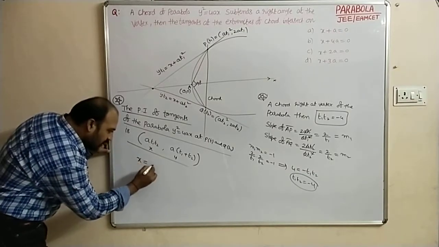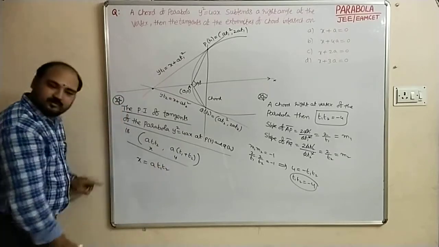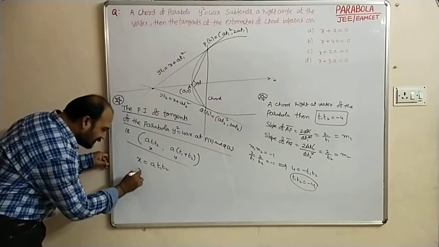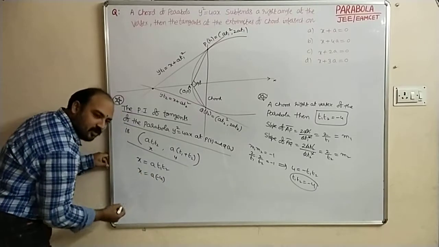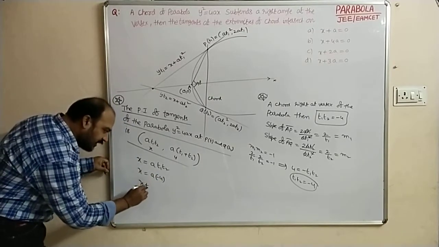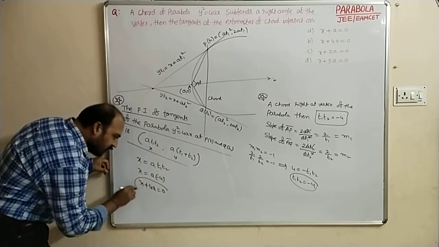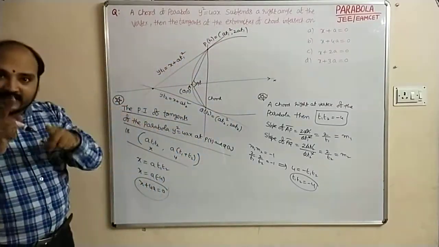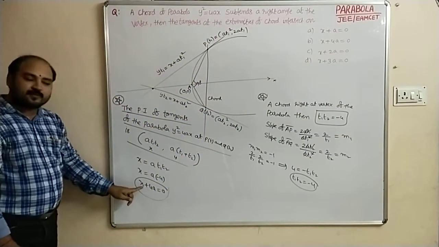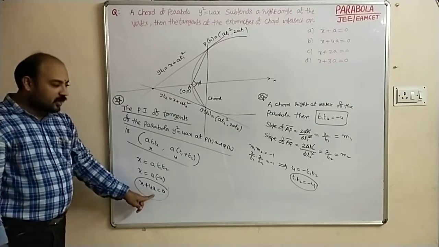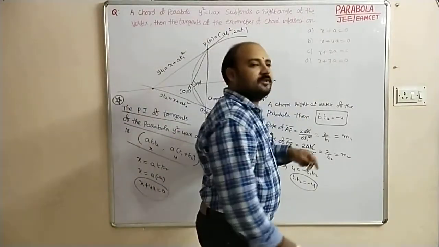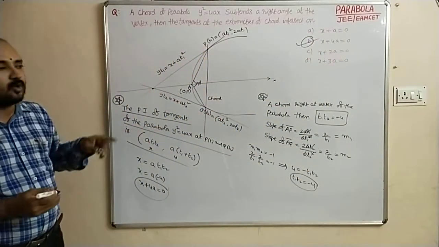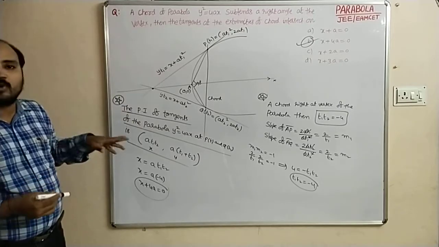x is equal to a t1 t2. Clearly you observe that, what is the value of t1 t2? Minus 4. So x is equal to a into minus 4, that is x plus 4a equal to 0. That means the tangents at the extremities of the chord intersect on the line x plus 4a equal to 0, which is there in the second option. This type of questions are very important, conceptual questions. You have to practice these types of questions.